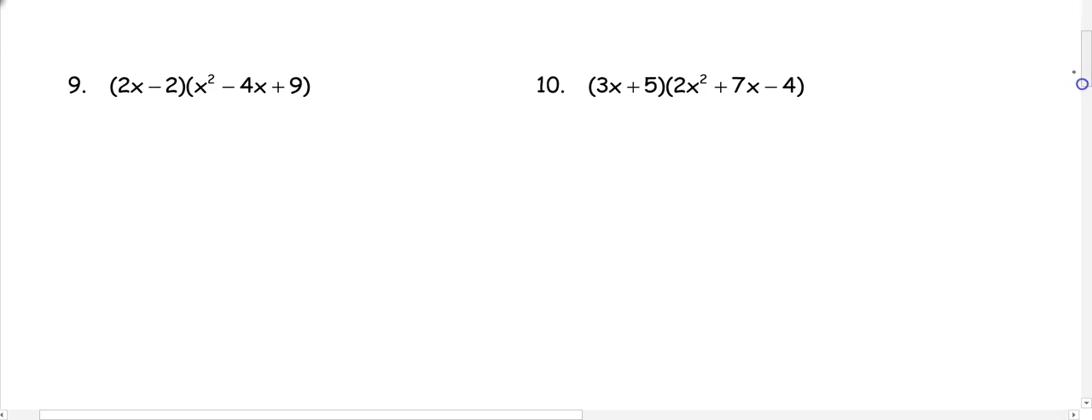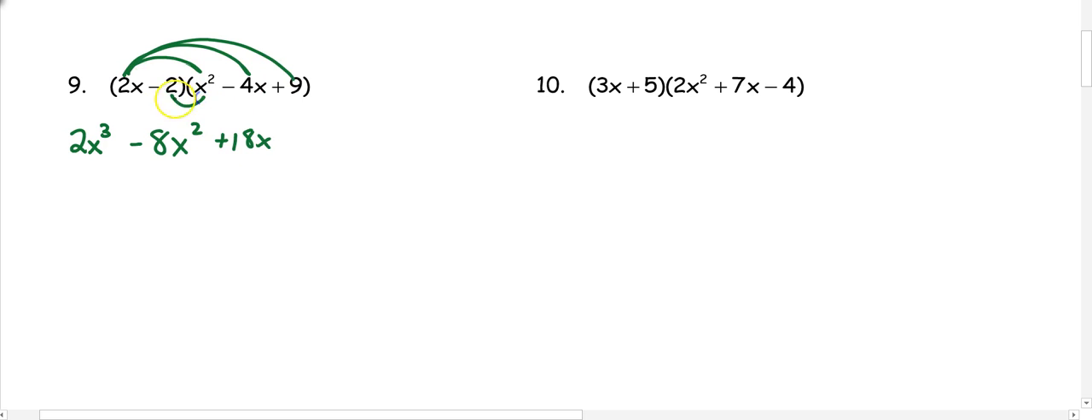Now, in 9 and 10, we have a binomial and a trinomial. We're still doing the same thing. We're going to take the 2x and distribute first to the 3 terms. So 2x times x squared gets us 2x cubed. 2x times negative 4x gets us negative 8x squared. And 2x times 9 gets us 18x.